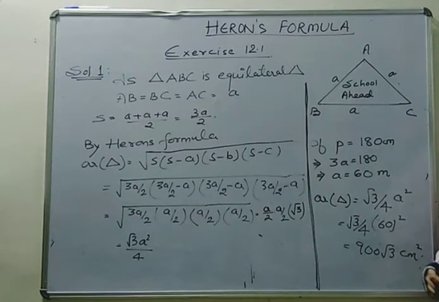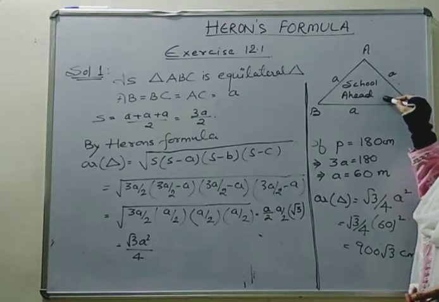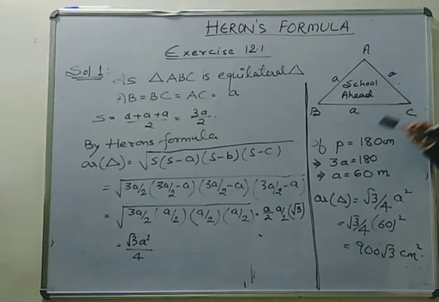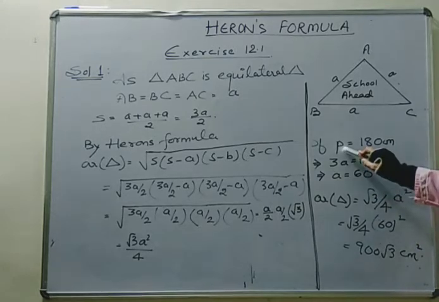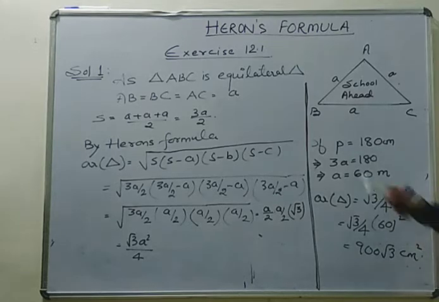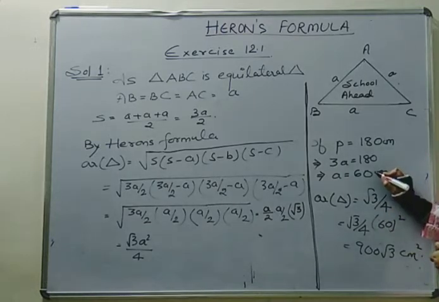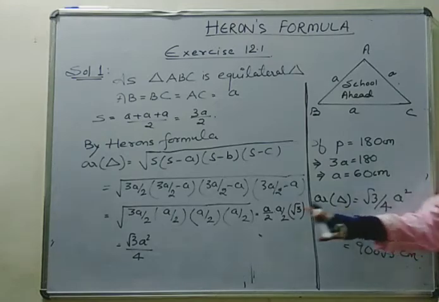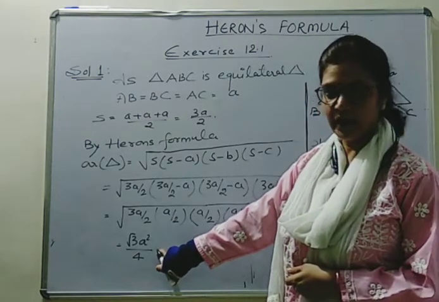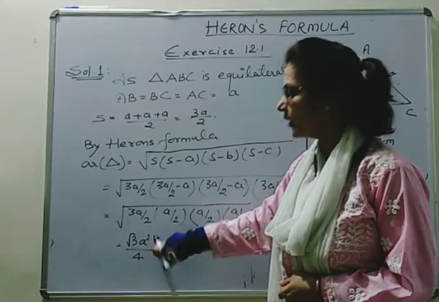Now in the same question, the second thing which is asked is, if the perimeter is equal to 180 centimeter, if perimeter of this triangle is 180 centimeter, then we have to calculate the area of the triangle. Now perimeter is equal to 180 centimeter, so 3A is equal to 180 and A will be 60 centimeter. Clear?